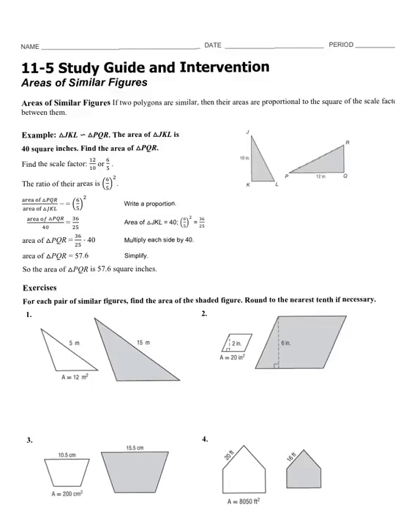Today we are doing 11-5, areas of similar figures. This is going to wrap up our chapter 11. This is from the McGraw-Hill geometry book. So we're going to talk about areas of similar figures and the proportion and scale factors between them.